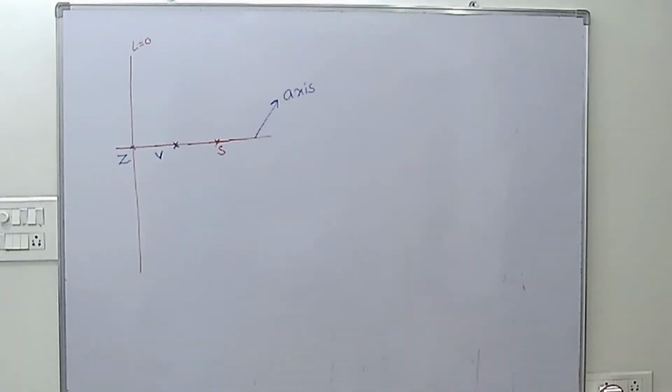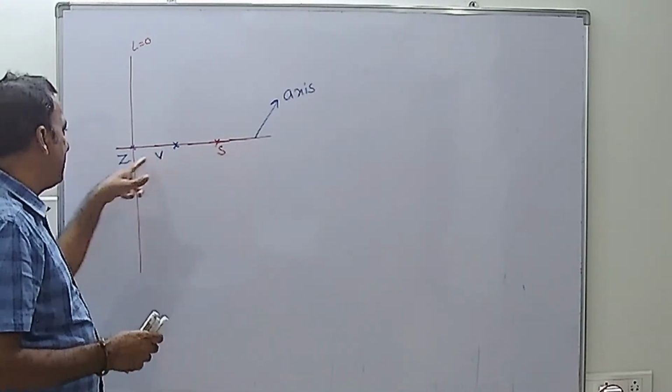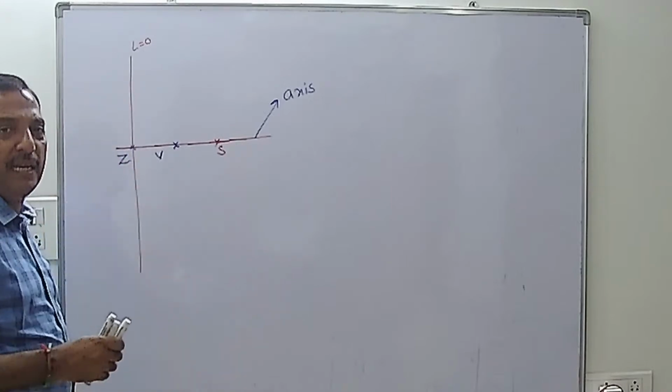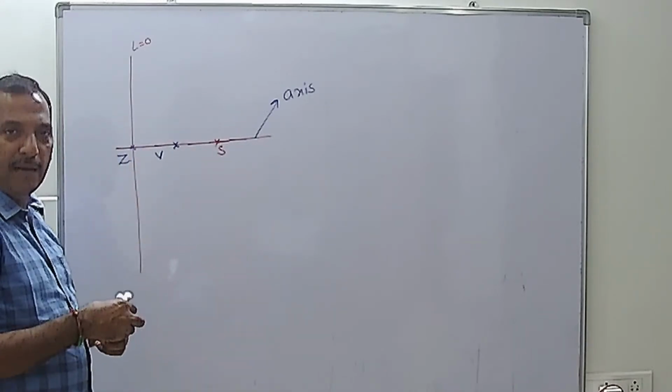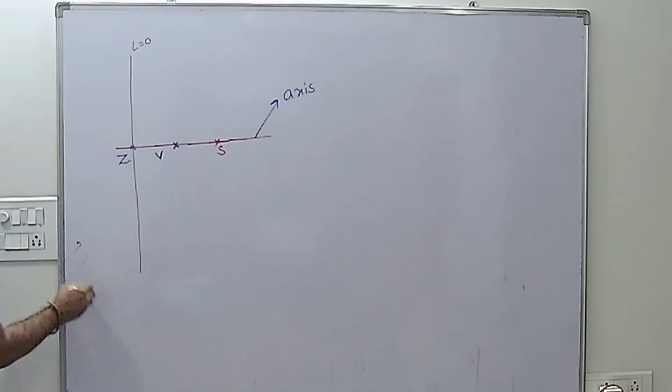Let me say it once again. S is the focus and l equal to 0 is the directrix. Then the line passing through the focus and perpendicular to the directrix is called the axis of the parabola. The point of intersection of the axis and directrix is represented by the letter Z. The midpoint of Z and S is called the vertex of the parabola.